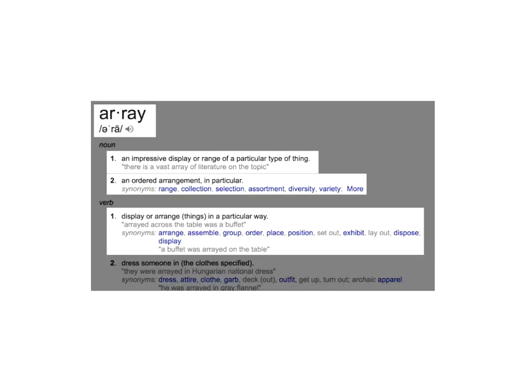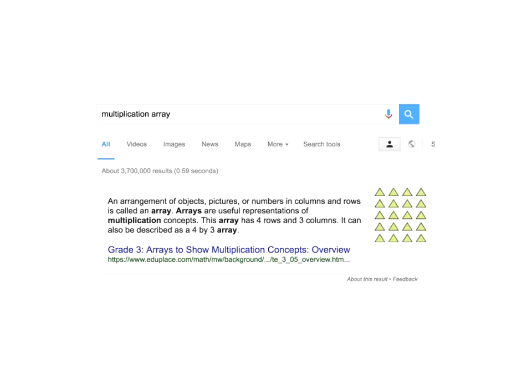If I go to Google, this is what Google says an array is, an impressive display. I didn't know it was impressive, but I guess Google thinks it's impressive, of a particular type of thing, an ordered arrangement in particular, and ordering things in a particular way. Now, if we get more specific and we talk about a multiplication array, what you're going to see is Google showing us an example using these triangles.